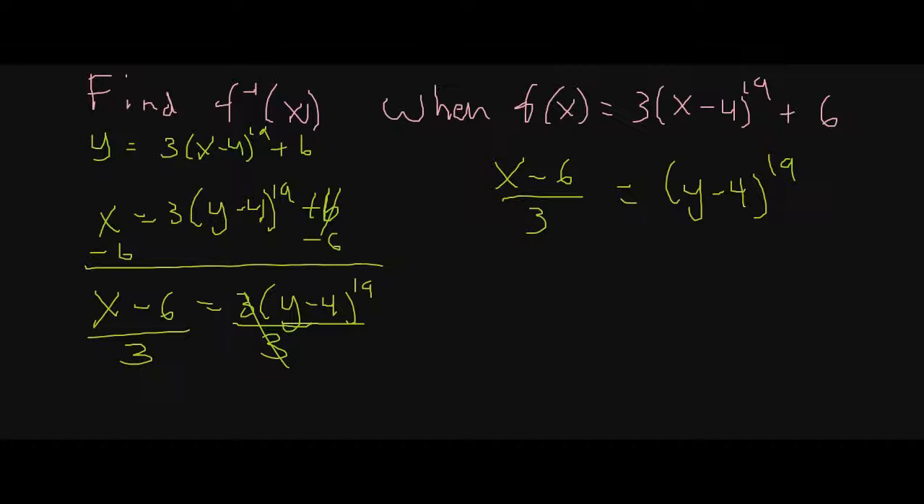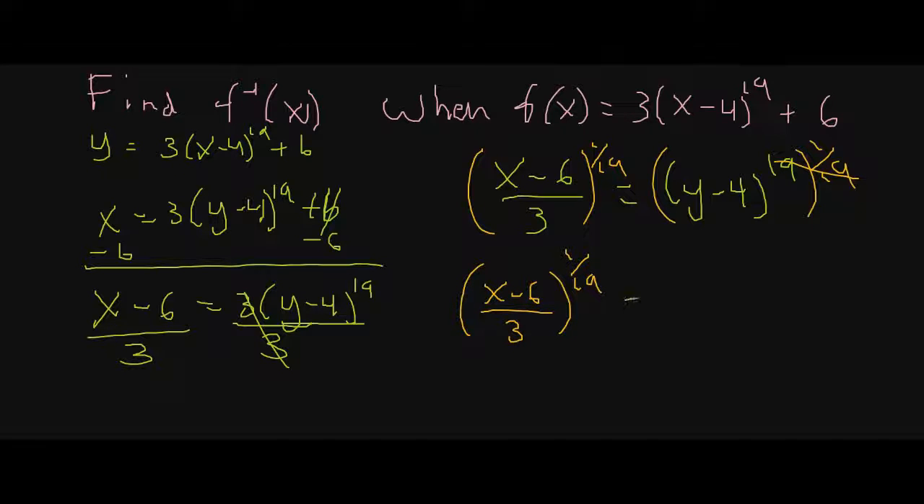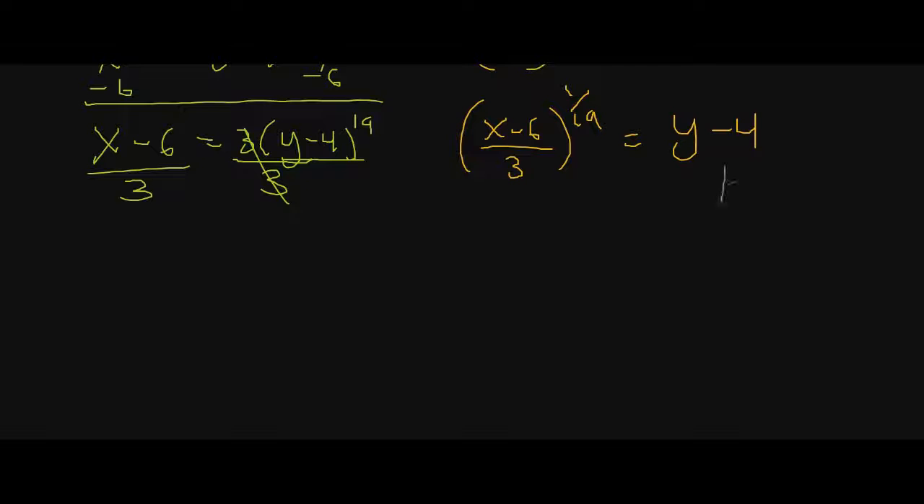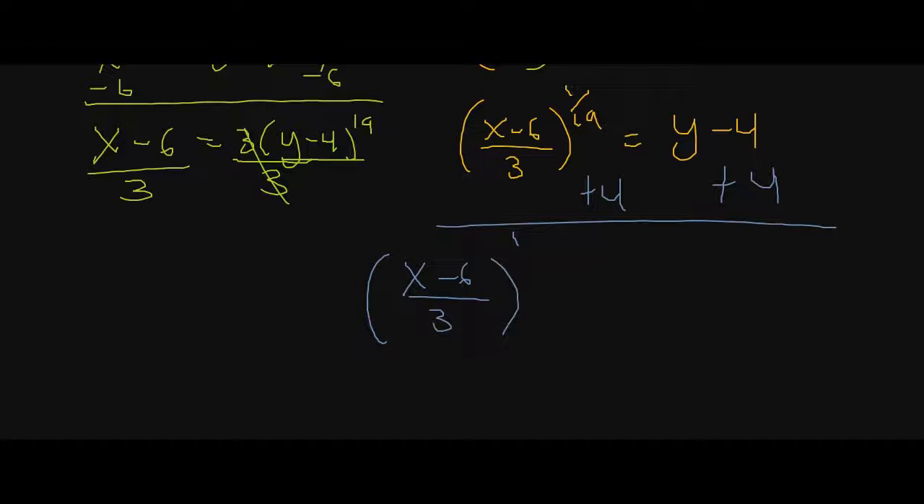Now we multiply both sides by the power of 1 over 19, because 19 times 1 over 19 is 1, so that's gone. We get ((x minus 6) all divided by 3) raised to the 1/19 is equal to y minus 4. The last step is to add 4 to both sides, and we get ((x minus 6) divided by 3) raised to the 1/19 plus 4 is equal to y.